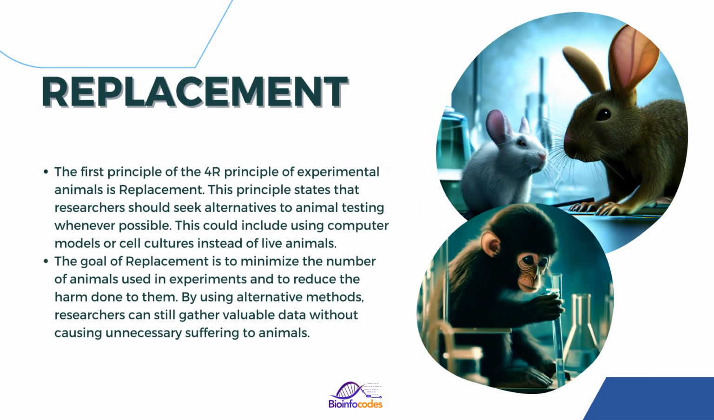Replacement. The first principle of the 4R principle of experimental animals is replacement. This principle states that researchers should seek alternatives to animal testing whenever possible. This could include using computer models or cell cultures instead of live animals. The goal of replacement is to minimize the number of animals used in experiments and to reduce the harm done to them. By using alternative methods, researchers can still gather valuable data without causing unnecessary suffering to animals.